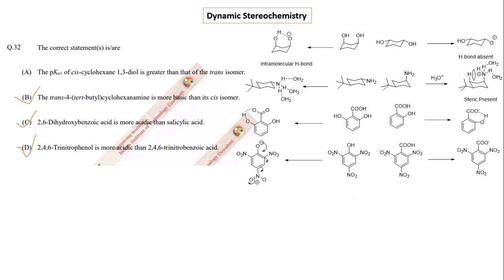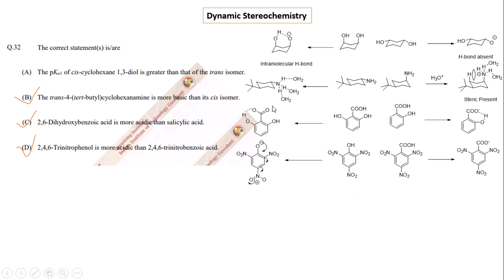Next is the pKa value of cis cyclohexane 1,3 diol, which always exists in the diaxial form, so due to intramolecular hydrogen bonding, after the first deprotonation, it produces the conjugate base which becomes very much stable and it has higher acidity. Higher acidity means it has lower pKa value, but in the given problem the pK1 of cis 1,3 diol is greater than that of the trans isomer. This is wrong. It should be lower.